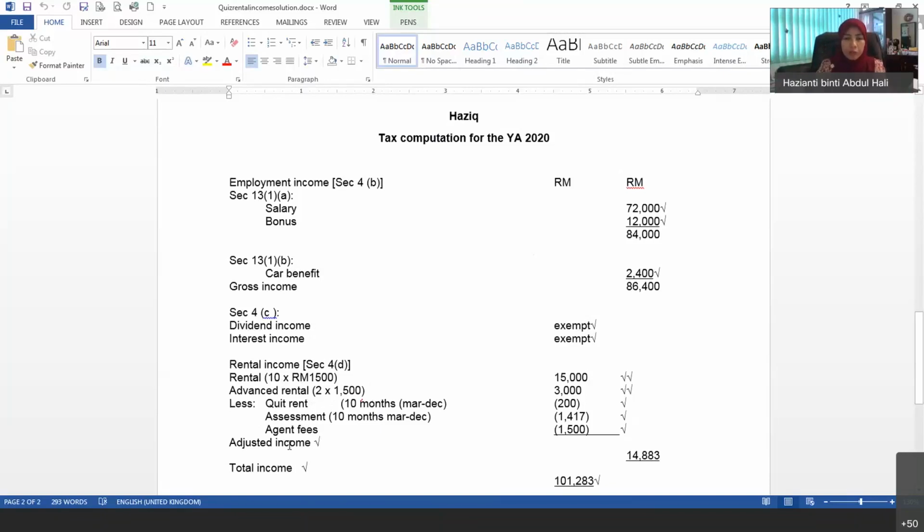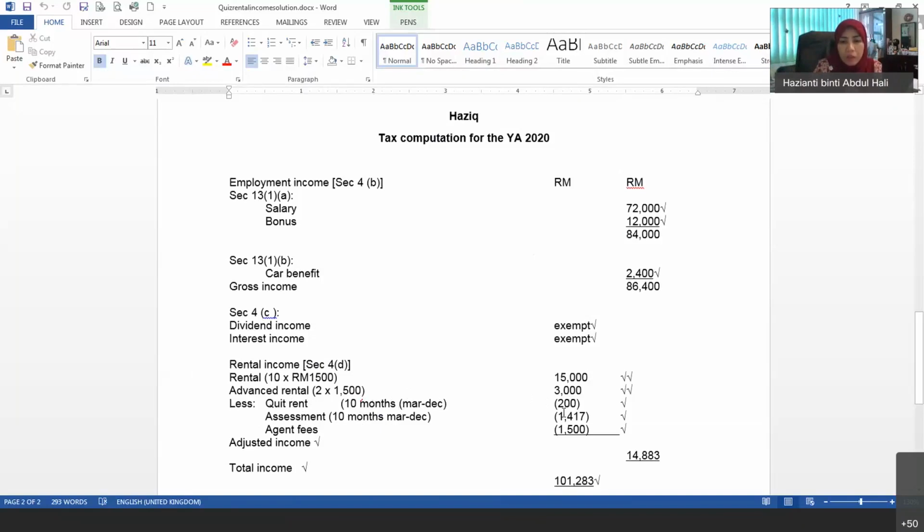Although in the previous question, what we did was we just took the whole year figure, because the rental starts in January. But here, the rental starts in March. See? So for your quit rent and also assessment, we cannot take 240. We have to prorate. So from March until December, 10 months. Although by right he actually paid 240 for the whole year, the house has only been rented starting March. So he can only get expenses allowed for only 10 months.